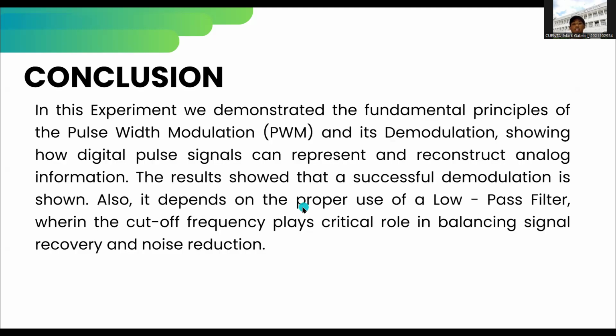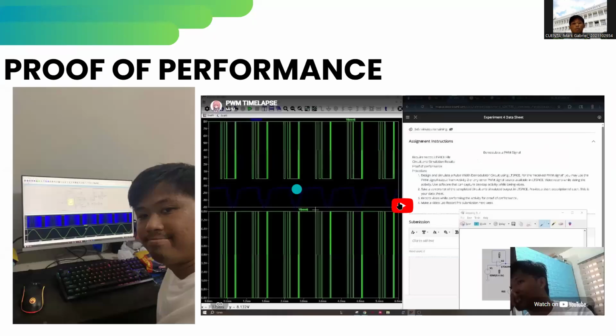So in conclusion, these experiments demonstrated that the PWM effectively converts analog signals into pulse signals. And with proper demodulation, using a low-pass filter, the original signal can be accurately recovered. So the cutoff frequency plays a crucial role in achieving a clear and undistorted output. So this is my proof of performance of doing the activity.